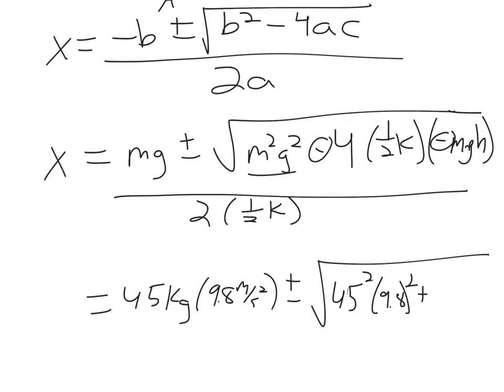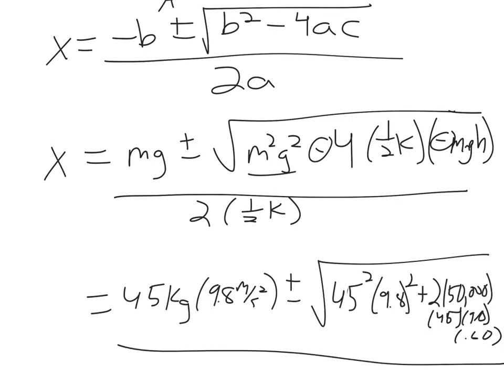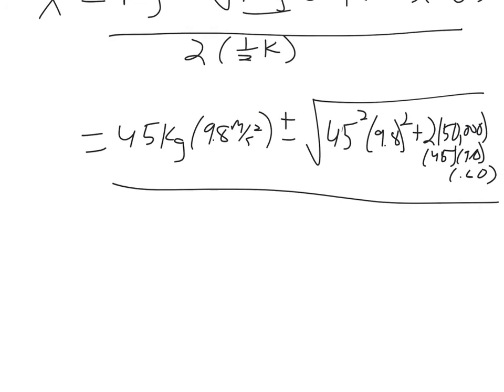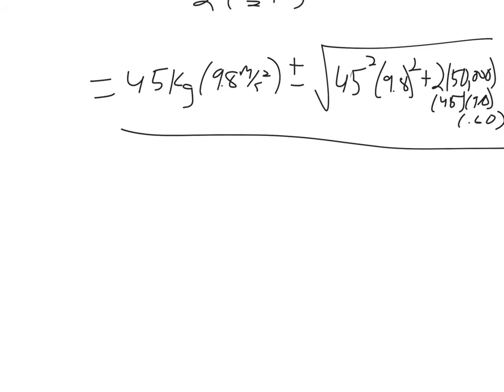4 times 1/2 is 2. So 2 times 50,000. Gosh, I'm out of room anyway. Times mgh. So keep in mind this is all being multiplied. Mass is 45. Gravity 9.8. And h is 0.60. I'm sorry, that's so messy here. 2 times 1/2 of k, which was 50,000. Oh, look. That'll cancel. Okay.